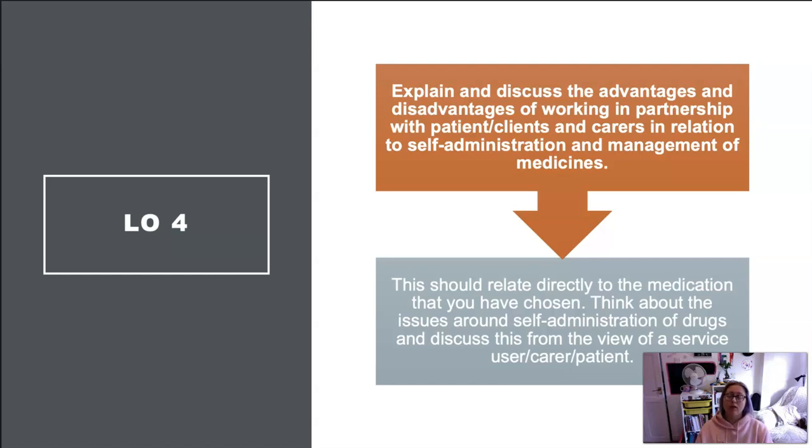So there's lots and lots to be thinking about when we're talking about self-administration of medication. We will be looking at this in subsequent sessions, so again, don't worry too much if it doesn't make much sense to you now. But these are just some things that you might want to think about if you're looking at or thinking about your assignment.